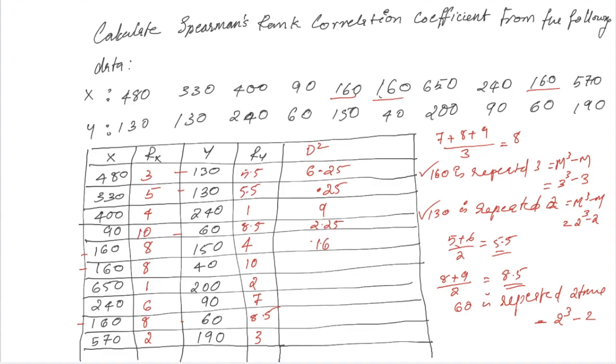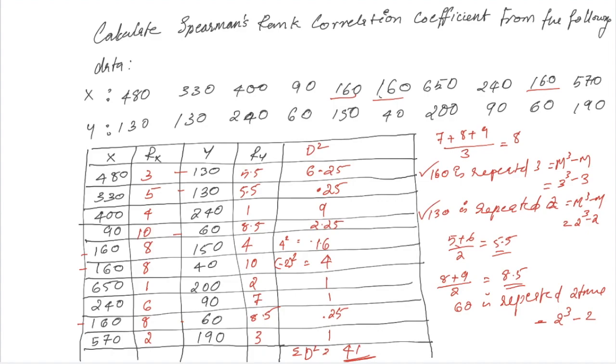8 minus 10 it is negative 2, its square is 4, right? Negative 2 square. Here it is 4 square. Okay, so different squares, that is it. 1 square it is 1, then again 1 square it is 1, 0.5 square it is 0.25, and last one 1 square it is again 1, which will give us a sigma d square of 41. Okay, so we have now sigma d square 41.